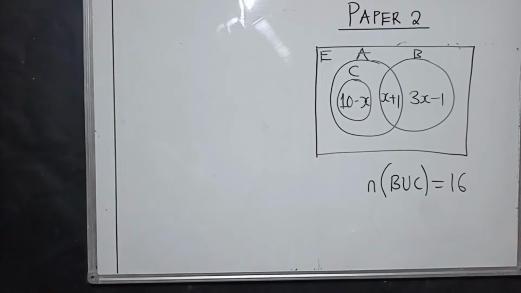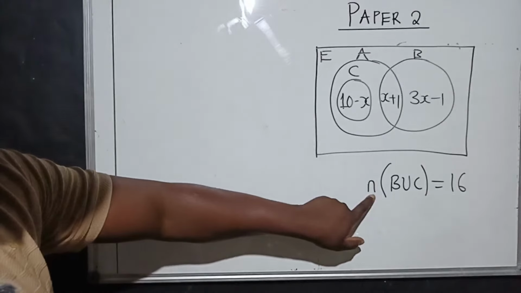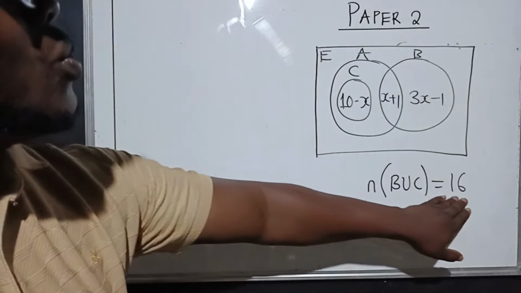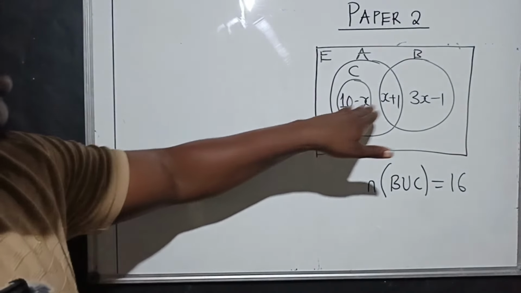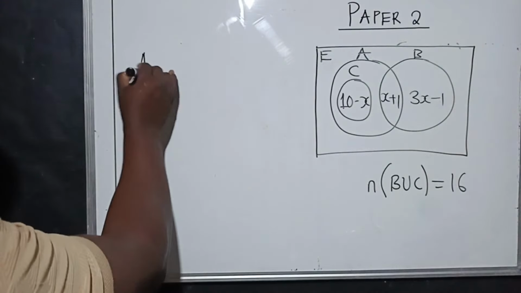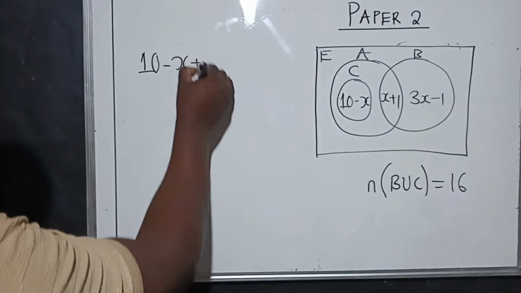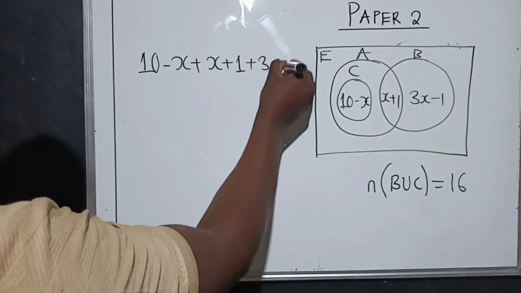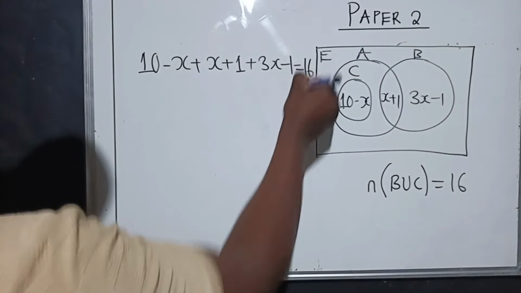Are you guys watching? Tell me if you are watching. How do we get to find that value of x? So basically, what we're going to do here is this. This n stands for number. So the number of elements in B union C is equal to 16, meaning you add everything that is inside and then you say equal to 16. We're going to say 10 minus x plus 1 plus 3x minus 1 is equal to 16.